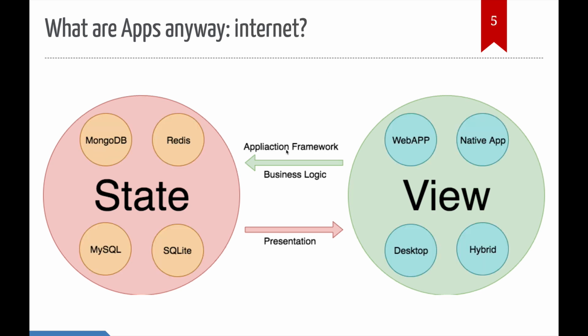If you have ever developed any application on the internet, we can easily see that application states are usually stored in some persistent storage such as a document-based database, MongoDB, or a relational database such as MySQL or SQLite, or a key-value-based database such as Redis. And for the application view, we can present application states in various formats that the user can interact with, such as a web app, a native app, or a desktop app. We can even provide a hybrid view layer for the user.